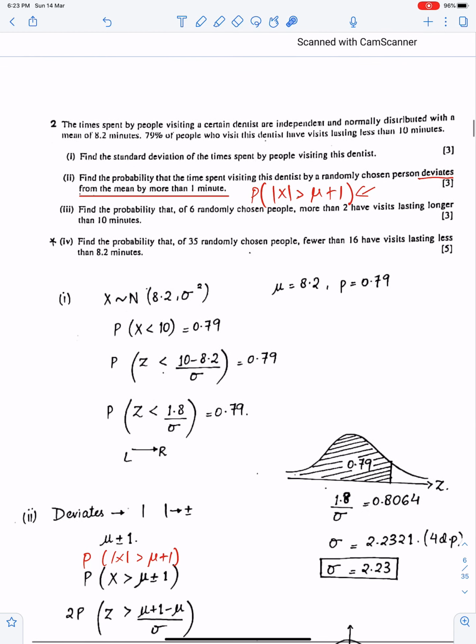Now the next part of this question is normal to binomial, because n is 6. When n is less than 30, we use normal to binomial. N is 6, more than 2 have visits lasting longer than 10 minutes. Longer than 10 minutes means, see, this is less than 10 minutes. So longer than 10 minutes means 21%. So p is 21% in this case.